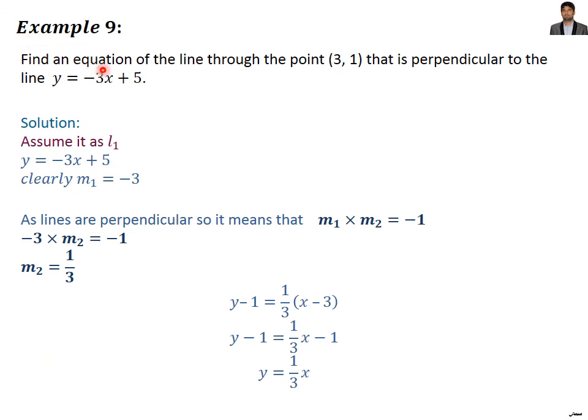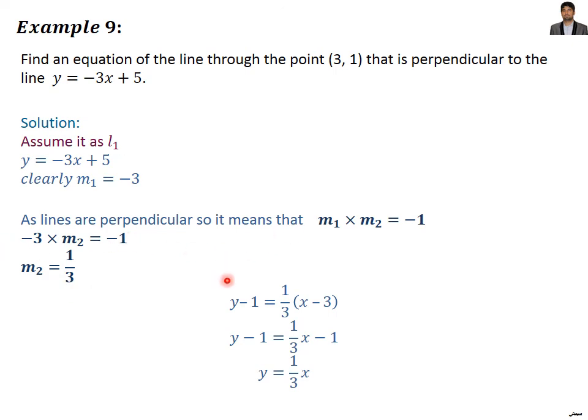Example number 9. Find an equation of the line through the point (3, 1) that is perpendicular to the line y = -3x + 5. Solution. Assume it as line 1. y = -3x + 5. So from this line we have m1 equal to -3. Now the line we have to find is perpendicular to line number 1. So it means that m1 times m2 is equal to -1. We replace m1 with -3. -3 times m2 is equal to -1. m2 is equal to 1/3, minus minus cancelled.